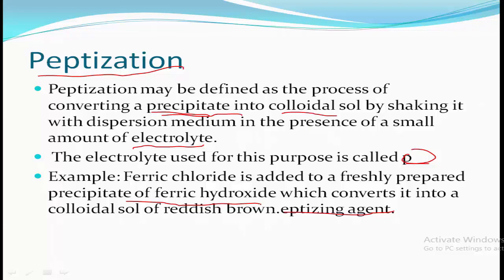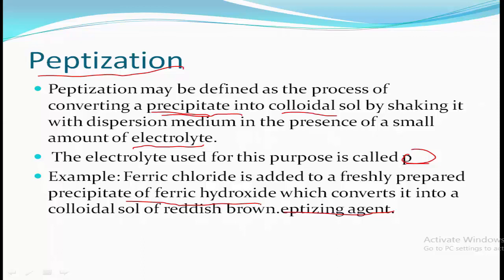So simply remember, here precipitate gets converted into colloidal solution, and an example for this is conversion of precipitate of ferric hydroxide into ferric hydroxide sol in presence of ferric chloride as an electrolyte. So here we can say ferric chloride is the peptizing agent.